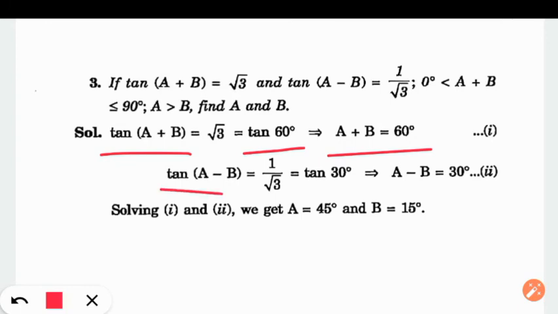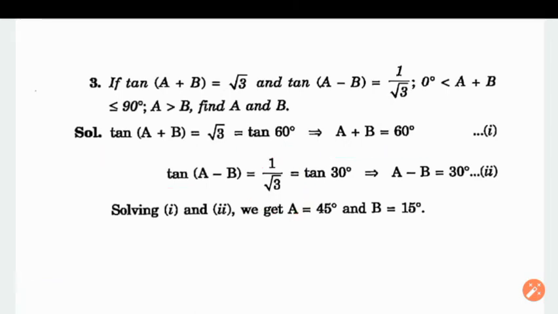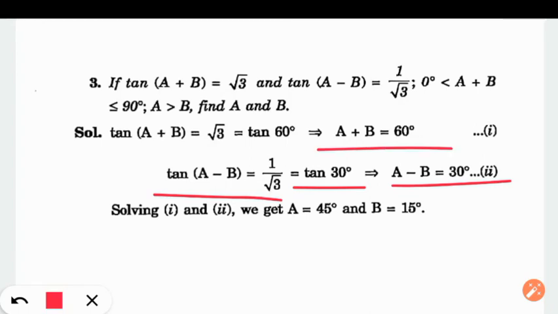Similarly, tan(A minus B) equals 1 by root 3. Now tell me, tan of which degree gives you 1 by root 3? From the table, you will see tan 30 degrees is 1 by root 3. So again, by comparing both sides, you will see that A minus B equals 30 degrees.